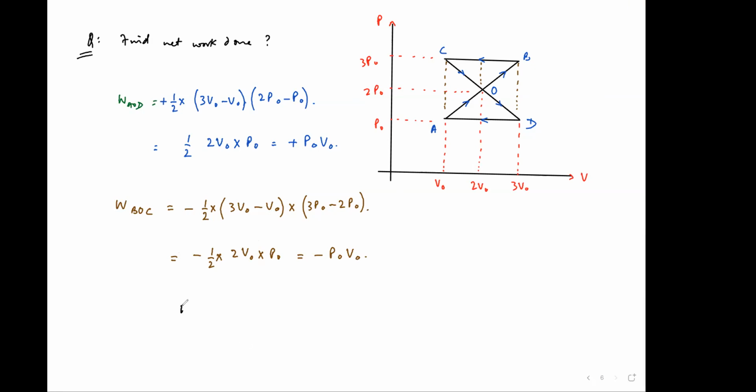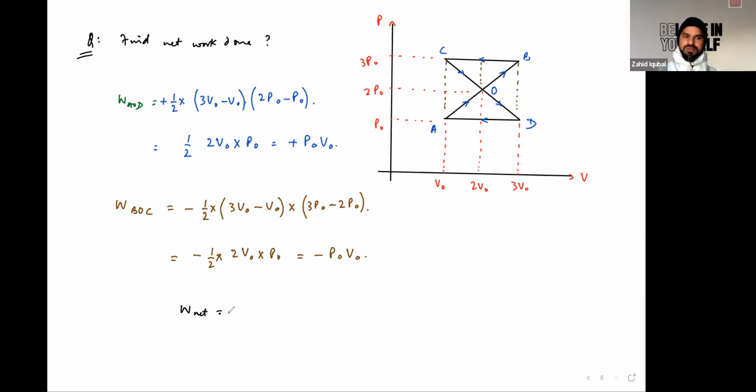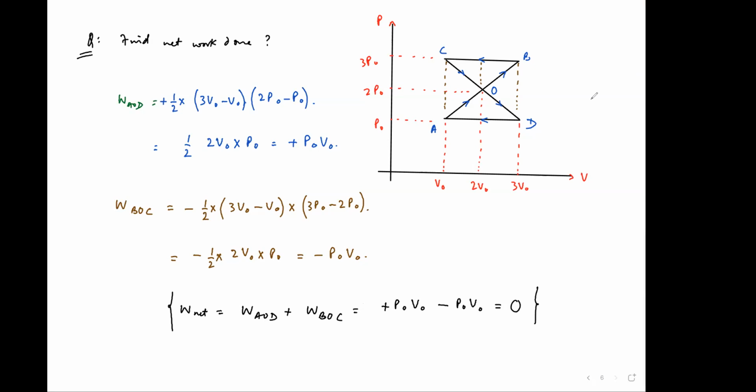Yes. So net work done will be sum of these two terms, that is work done along AOD and work done along BOC. So work done we have along AOD as positive of P naught V naught, and work done along BOC is minus of P naught V naught. So on adding these two terms, you'll get 0. It means net work done for this entire process is 0. Is it clear? Yes, sir. Okay, just write it down.